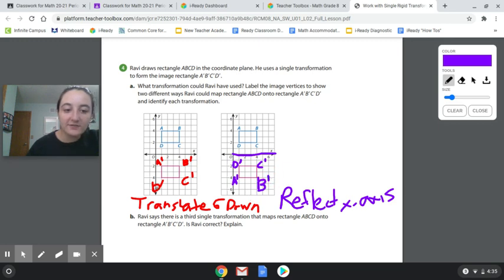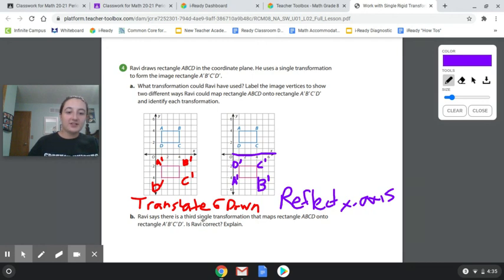So you can see that our vertices are different. So if our vertices are labeled, we would be able to tell which of the transformations was used. But since it was not, we could do either a translation and then label them that way, or a reflection and label them this way.